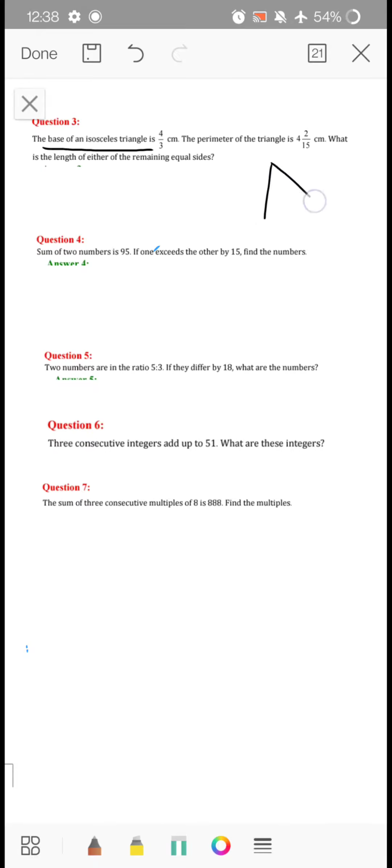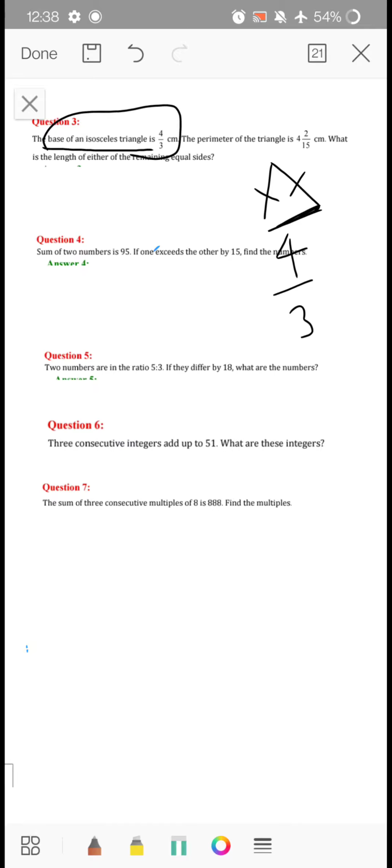Hence here you should know, what is an isosceles triangle? Let me clear this: the isosceles triangle means the triangle in which two sides are equal. These two sides will be equal and the third will be different. So here they have given the base of that triangle, 4 upon 3.